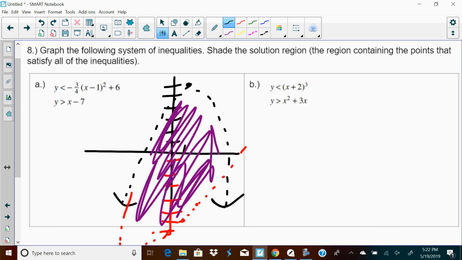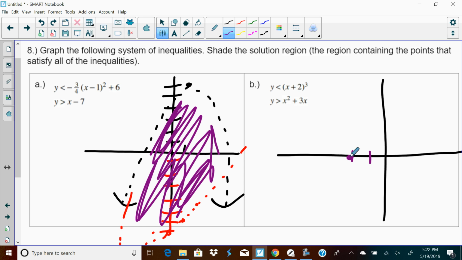For the second one, for the first equation, my vertex is at 2, 0, negative 2, 0. And it's going to open up. It's dotted. My second one, if I pull an x out, I get x. Oh, it's cubed. Sorry. My first one's a cube.